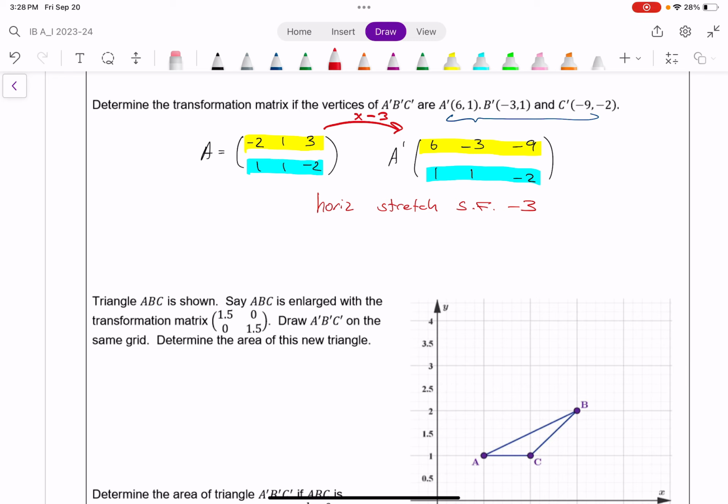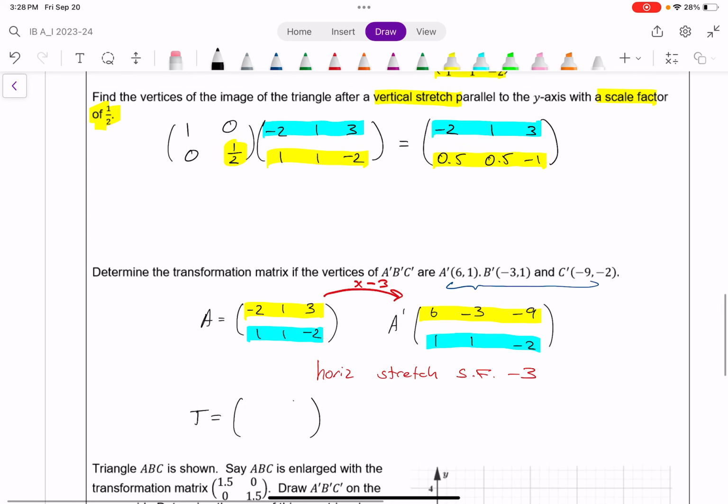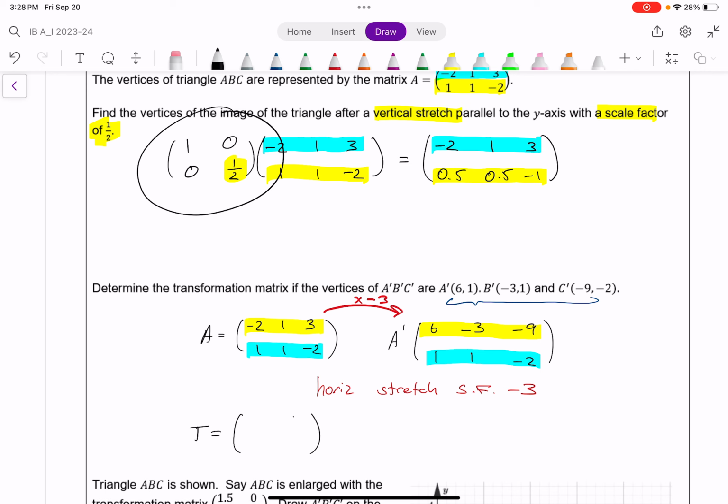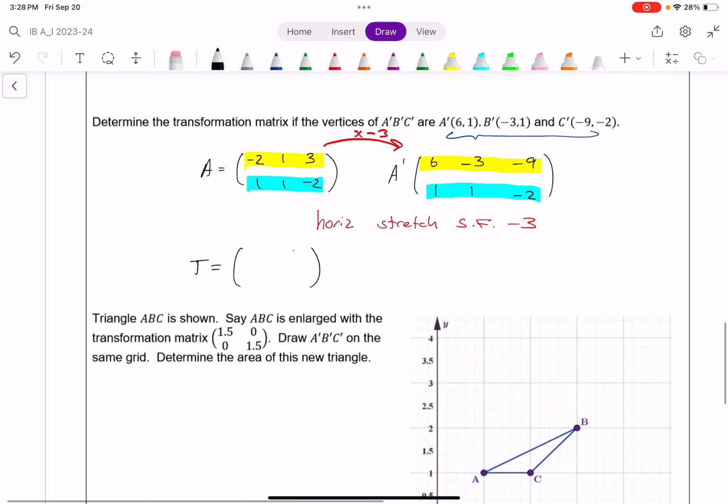So now I can just go straight to my transformation matrix. That means the transformation matrix must be of the form like up here, except this was a vertical stretch. Now I have a horizontal stretch. I know the scale factor is -3. I know there is no vertical stretch, and so it must be this diagonal matrix.